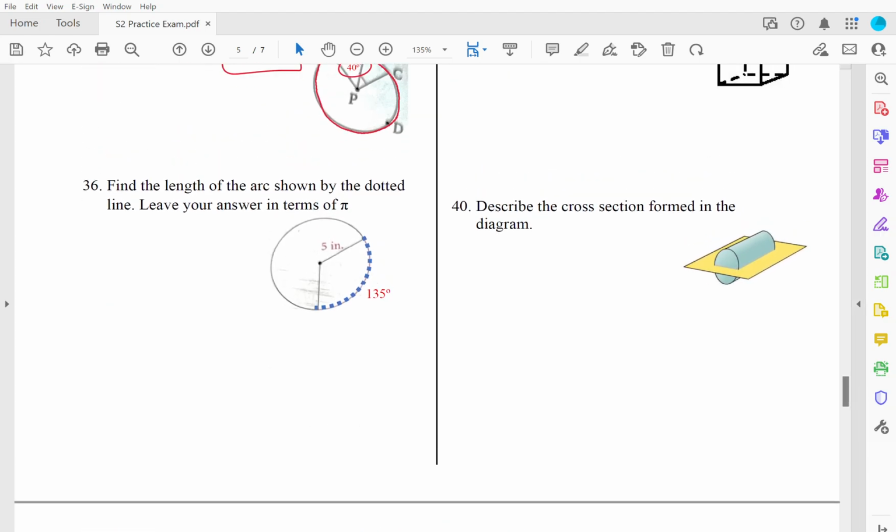Alright, to find the arc length, we use the percentage of a circle times its circumference. The circumference of a circle is 2 pi r. R is 5, so that's 10 pi. And then we're going to multiply that by the fraction of a circle. It's 135 divided by 360 that would give us the fraction of the circle. Okay, so that's what we're going to do. 135 divided by 360. We get 0.375 times 10. It says leave the answer in terms of pi. So 3.75 pi.